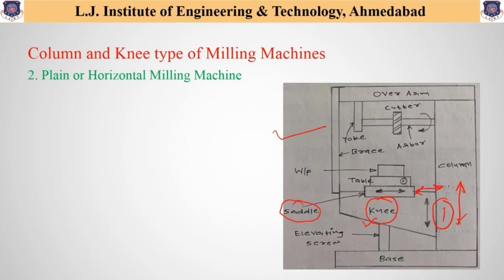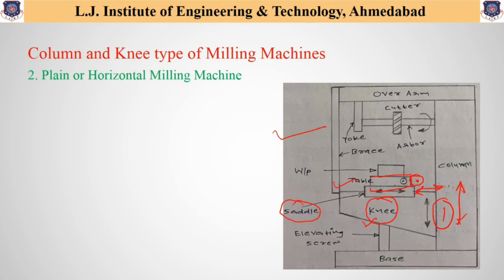And similarly, if one wants movement perpendicular to the plane, this perpendicular movement is obtained by using this table, and this table moves perpendicular to the plane, which is shown by a circle having this center. This movement is given to the workpiece by using this table.